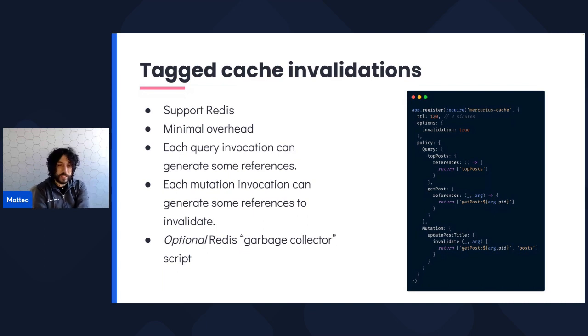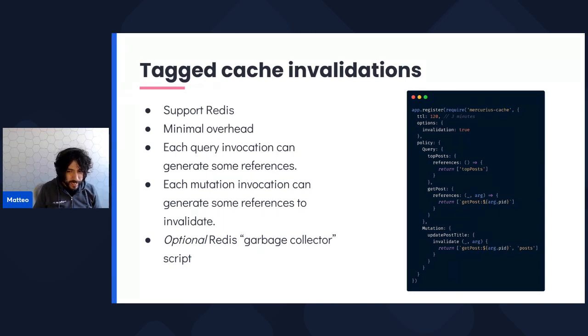It's really cool. How does it work? Well, first of all, they support Redis, of course. Basically, whenever you fetch data from a resolver, you can specify which tag you are using. So you can specify what the references are for that. As you can see on the right in the example, the top posts reference a tag of top posts, but the single post can have a tag that includes the ID of the post.